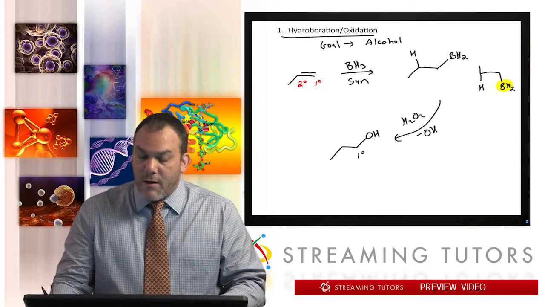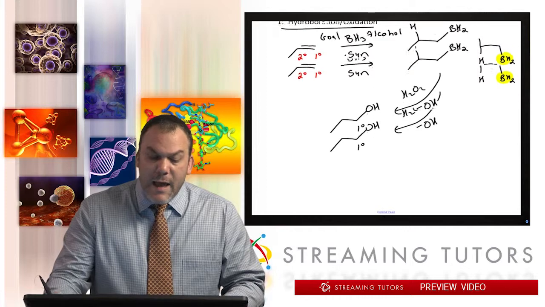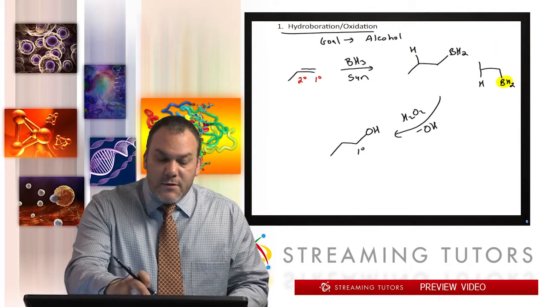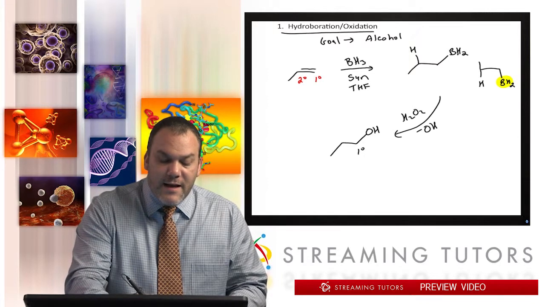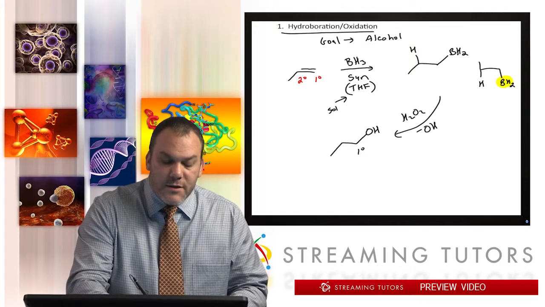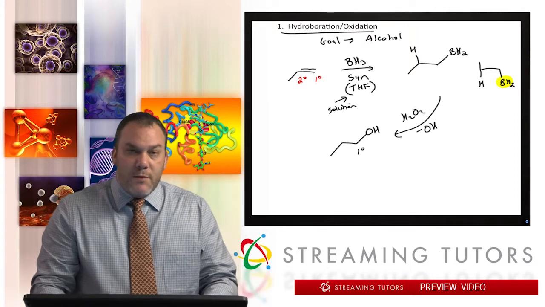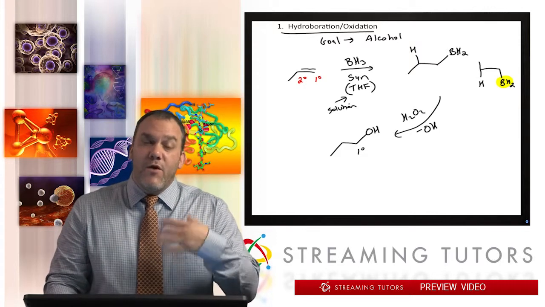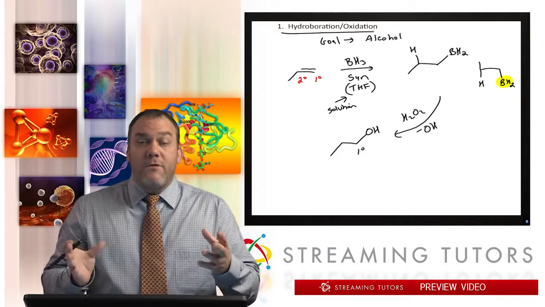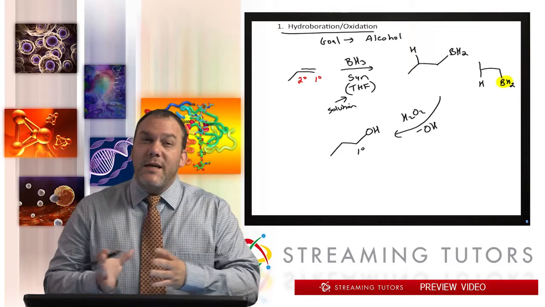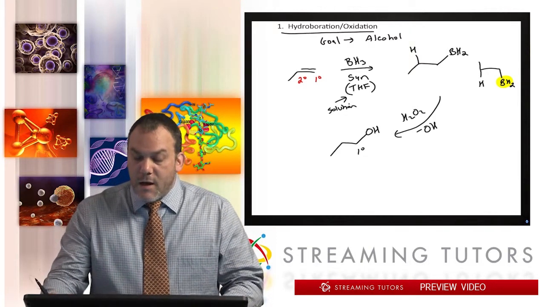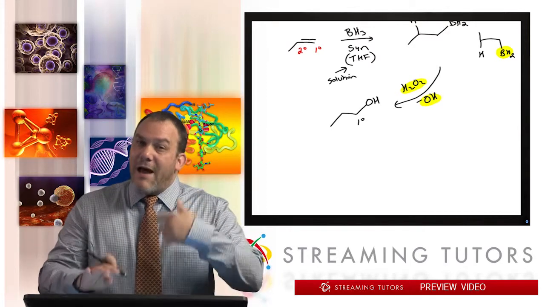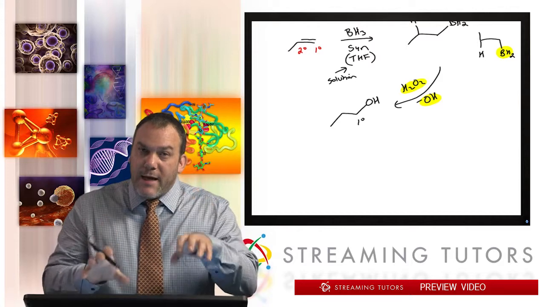Okay, now let me give you a comparison. And by the way, the BH3 is usually in THF, tetrahydrofuran. If you happen to see that, that's just a solution, and THF tends to be a good solution for this particular reaction. So don't get confused if you happen to see THF, or any ether, by the way. THF is an ether. If you see an ether, it's just a solution. Now, what's really important is the hydrogen peroxide and hydroxide, because that's what allows us to get rid of the BH2 and put in an OH.